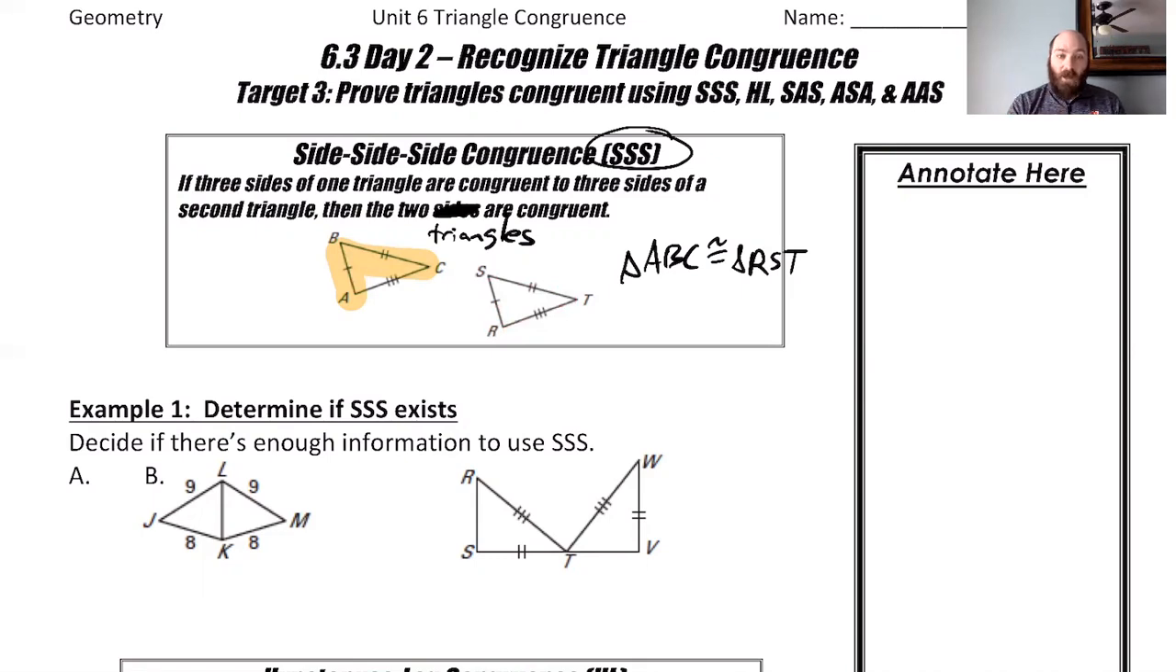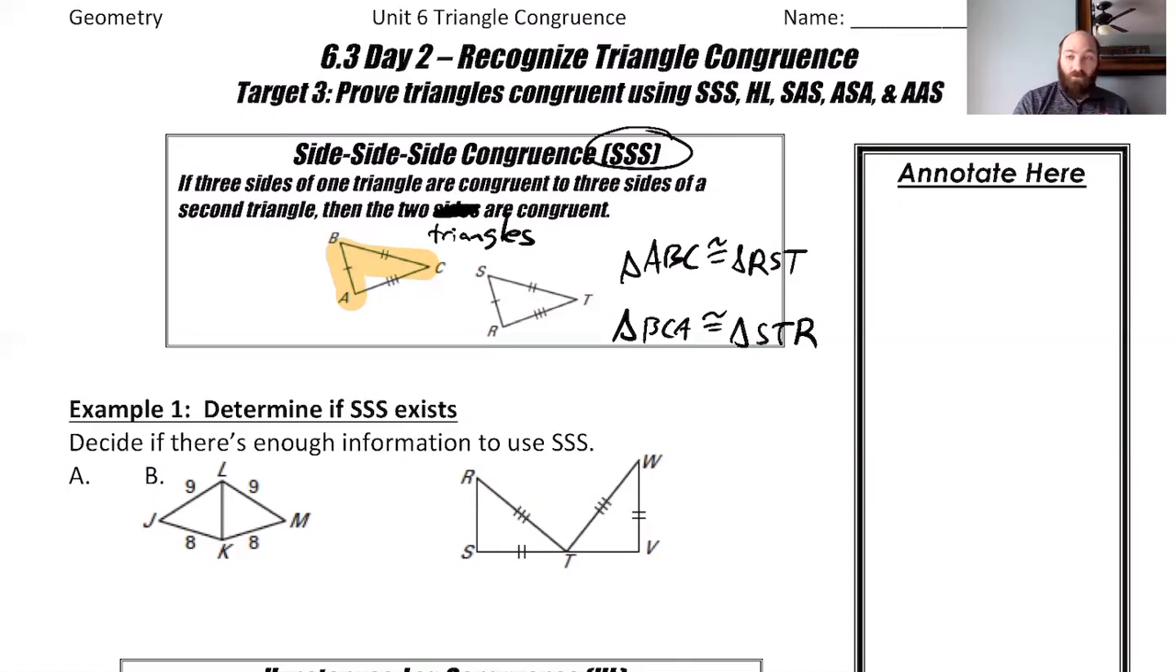Okay, so when I make my congruency statements, it needs to be in that exact order, or it needs to be in an exact order like that. I could switch this around and say triangle BCA is congruent to triangle STR. Okay, as long as it matches up.